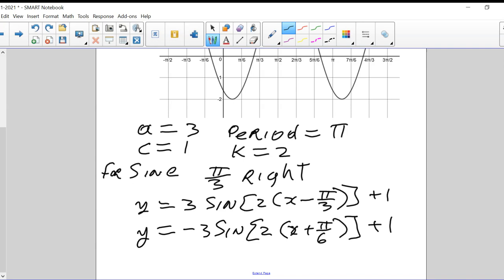So here's my challenge to you now. I've done all the heavy lifting. A lot of you have come and chimed in and helped me out on this. I need to write a cosine equation now.